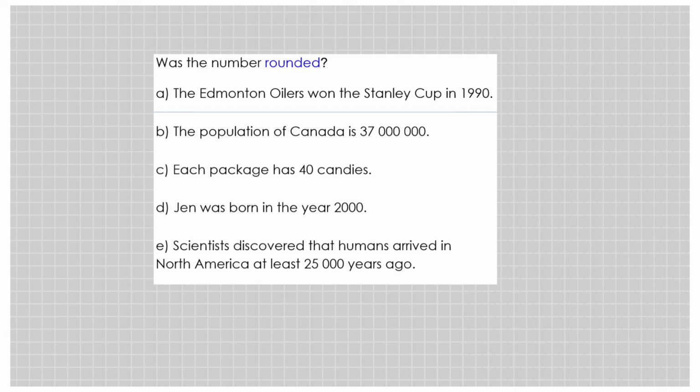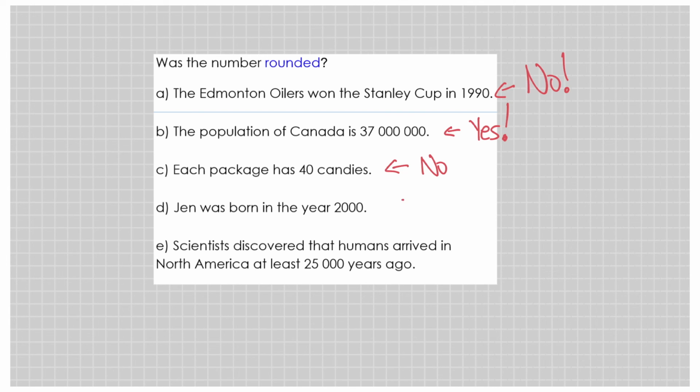This is our final slide of the day. Was the number rounded? The Edmonton Oilers won the Stanley Cup in 1990. Well, this is a year, so it's no, we're not rounding years. The population of Canada is 37 million, and if you were paying attention earlier, yes, rounded. Each package has 40 candies. I would say this is not rounded, but sometimes, you know, you get some packages that has more candies or fewer candies. So I'm gonna just say no for now, because I'd like to think they're not really messing up their packages.